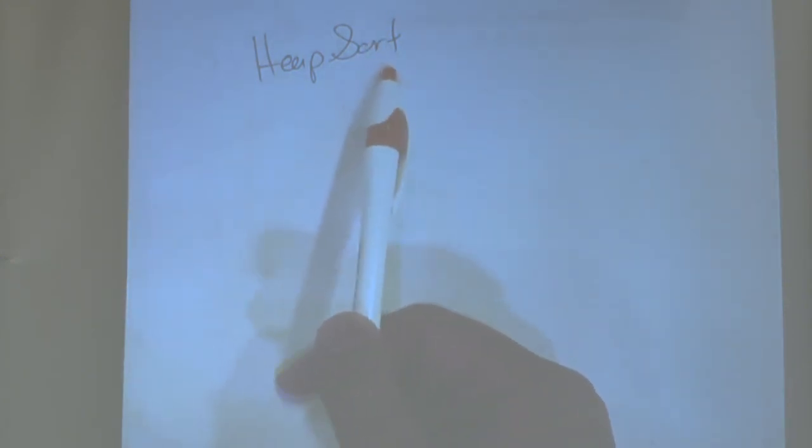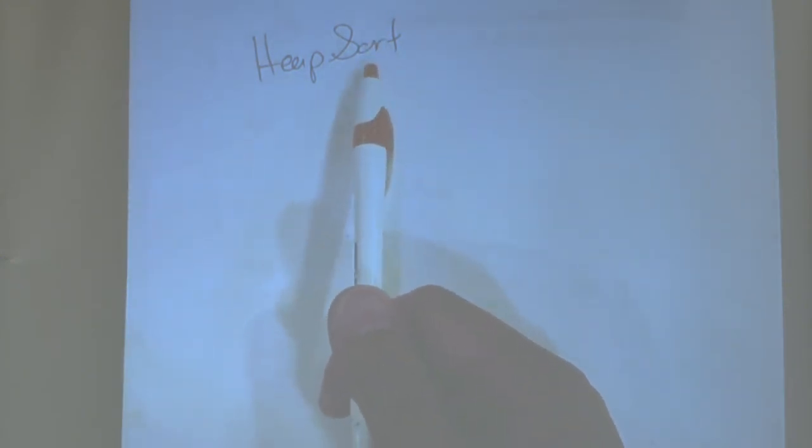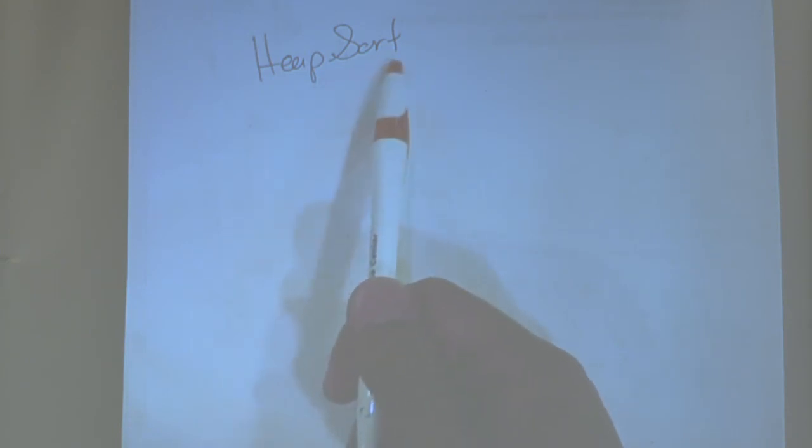Okay, so let's look at heap sort. Heap sort uses heaps to put the elements into an array. It's like what we did with the array representation, where we can sort a data structure using heaps and putting those heaps into an array.